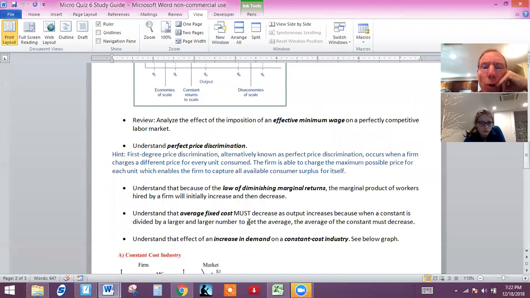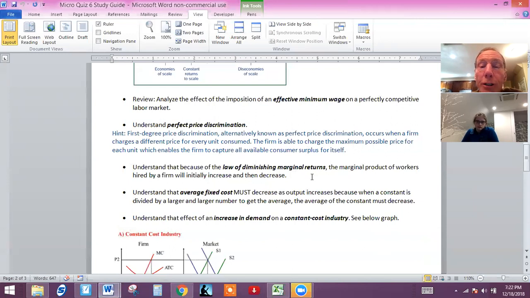Okay, where were we? Okay, so that's that, right? Yeah, right here it says it, which enables the firm to capture all available consumer surplus for itself. So they would get their original producer surplus plus, just like you said, Julia, all the available consumer surplus. Yep, absolutely.